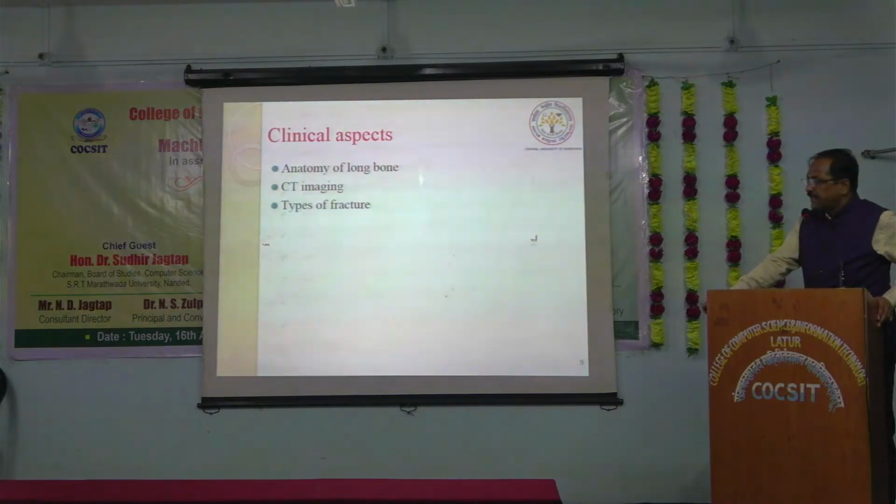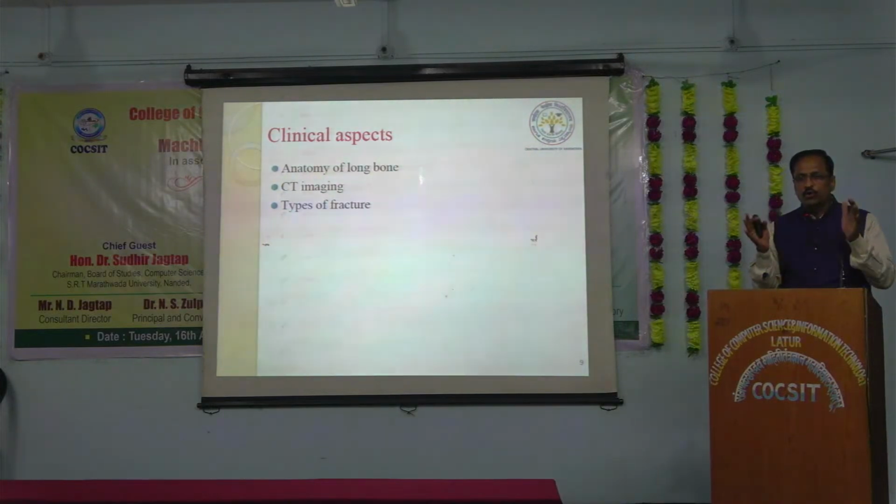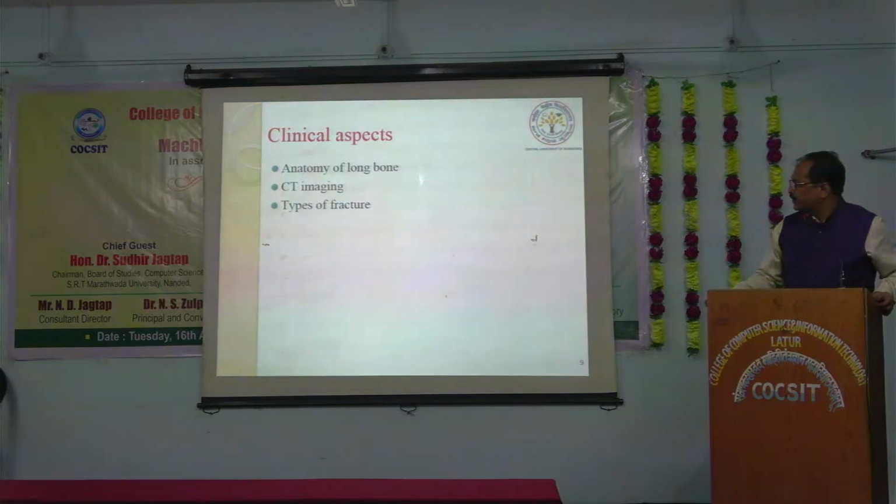The clinical aspects involved with this work are the anatomy of the long bone. We need to understand how the bone looks. Without understanding the problem, we cannot develop anything. We have to understand that, so I will show you that. Then how CT scanning works, that also we need to understand, and then the types of fractures.